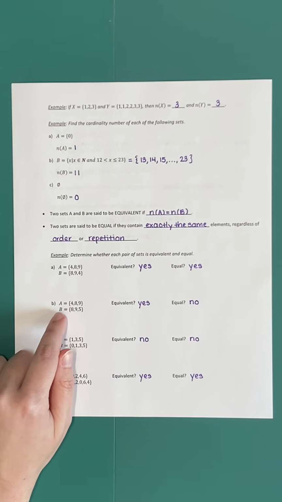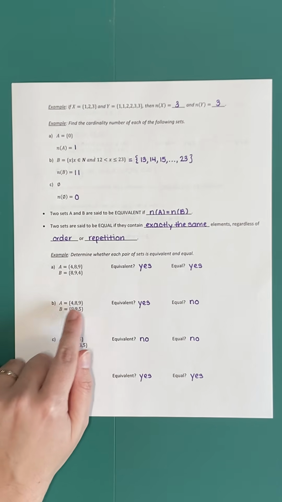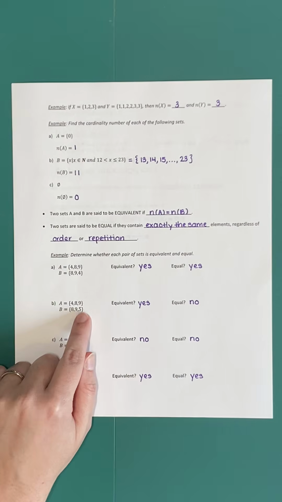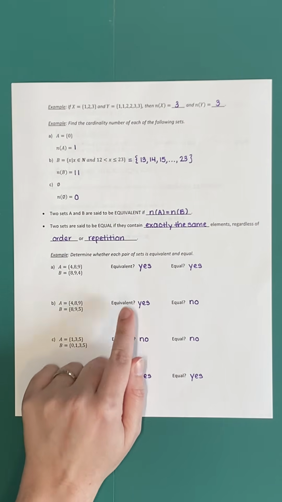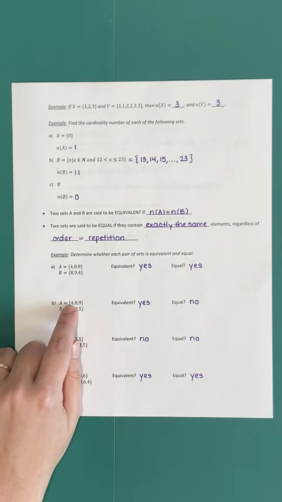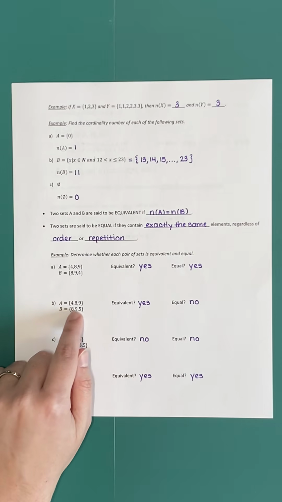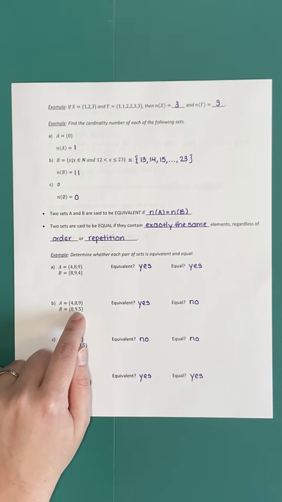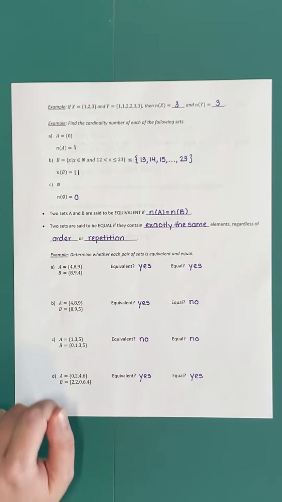Now what about the next pair? So A hasn't changed, but we've changed B. So A is {4, 8, 9} and now B is {8, 9, 5}. Are these sets equivalent? Yes, same cardinal number, 3 unique elements in each of them, so they are equivalent. But are they equal? Here the answer is no. If we look at the element 4, we can't match up the 4 in A to something in B. So as soon as we find one element that doesn't match, automatically that means the two sets cannot be equal. We can't match all the contents, so we can stop at that point. We can say they're not equal.